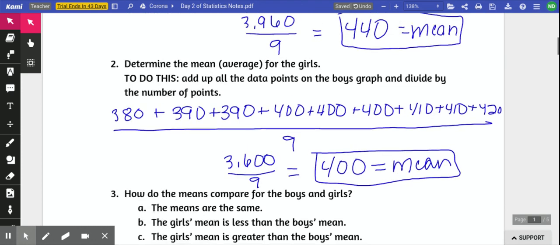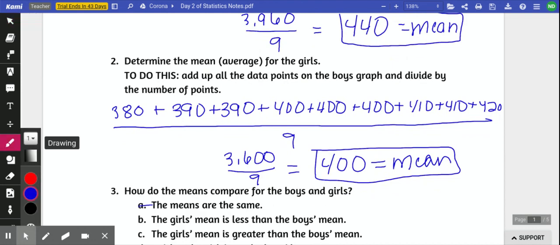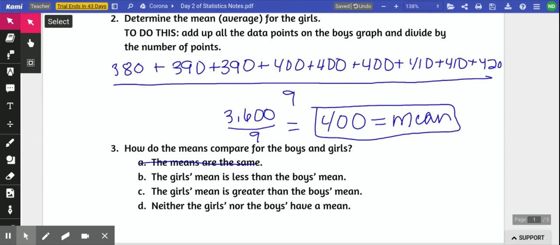So choice A says the means are the same. Well, that's not true because the mean for the boys was 440 and the mean for the girls was 400. So I know choice A is not correct. Okay, choice B says the girl's mean is less than the boy's mean. Well, that's true. The girl's mean was 400 and the boy's mean was 440, and 400 is less than 440, so I know that's correct.